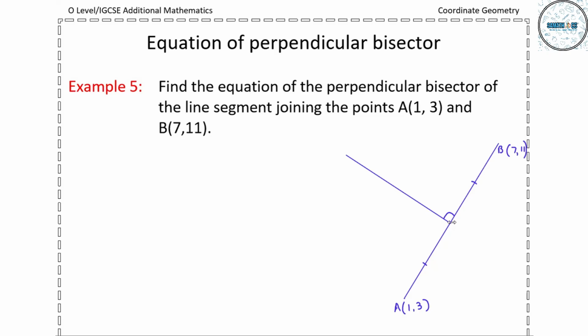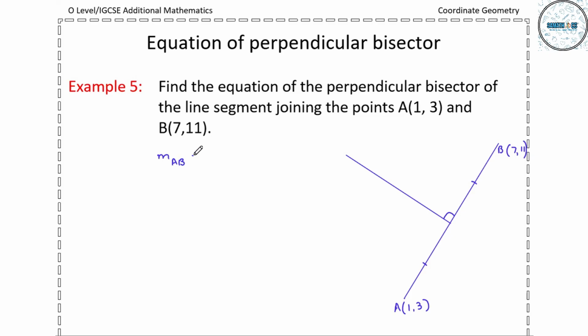For the coordinates, we have to find out the midpoint of AB. Midpoint of AB is the point at which these two lines are intersecting. So we can find out midpoint and the gradient of AB to find out the equation of the perpendicular bisector. Now we will take out gradient of AB.